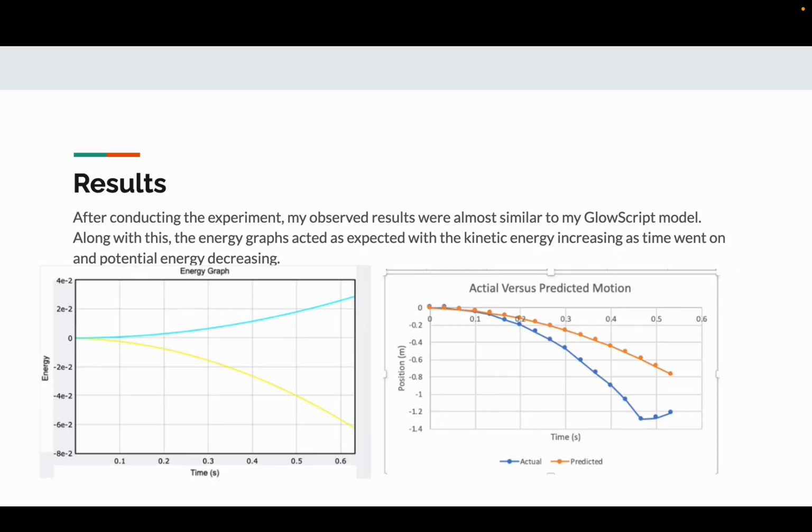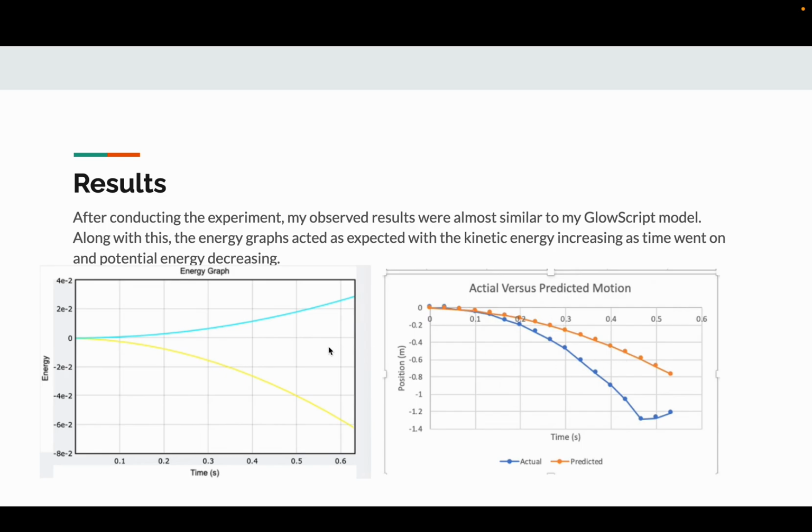Okay, so here are the results of my lab. After concluding the experiment, my observed results were pretty similar to the GlowScript model. I didn't incorporate the photos of the tracking, but the actual line right here shows the results from the tracker, and it's pretty similar to what happened over the GlowScript code.